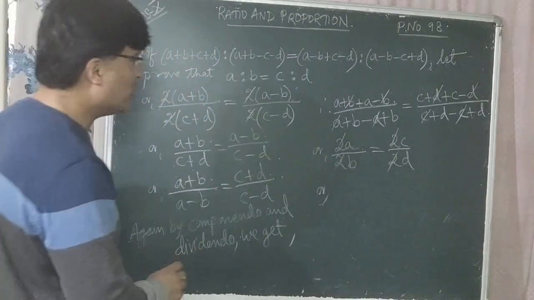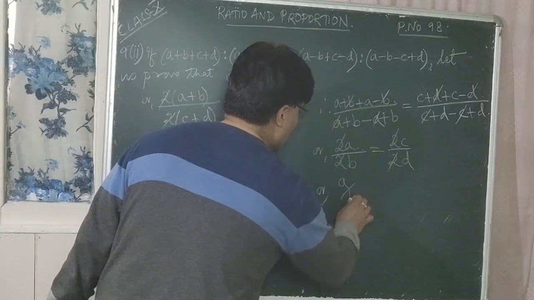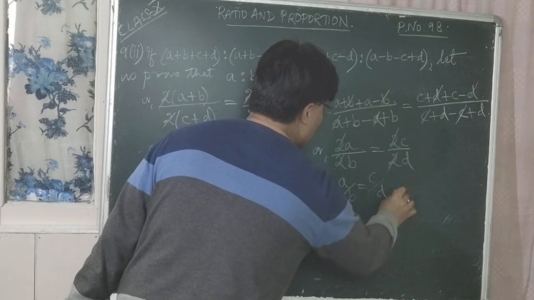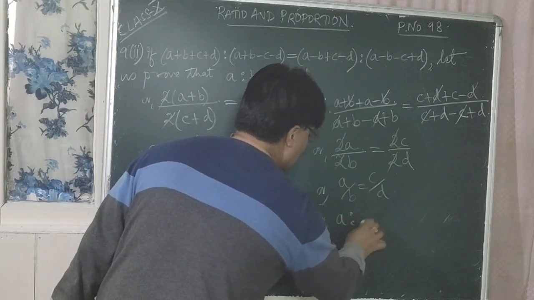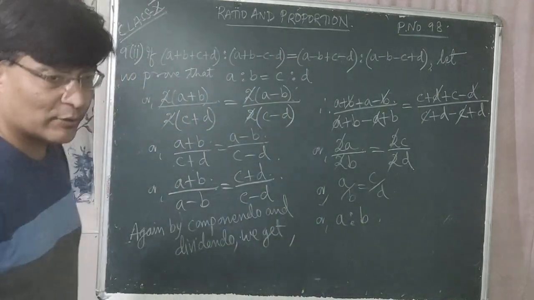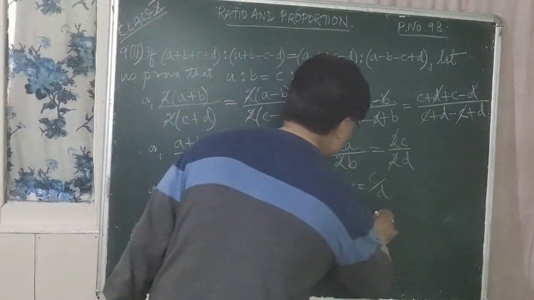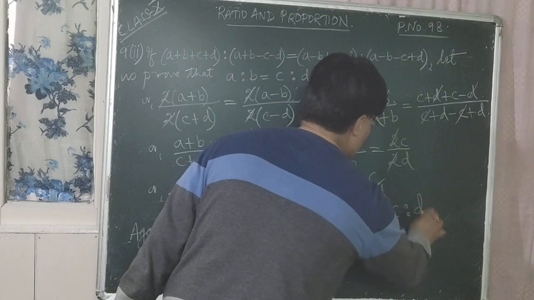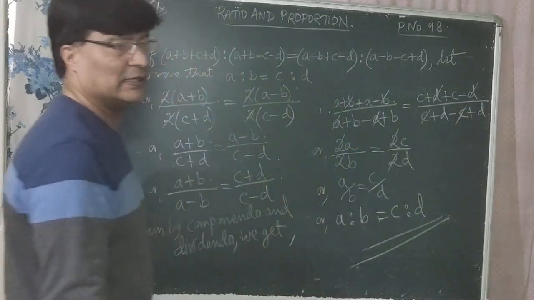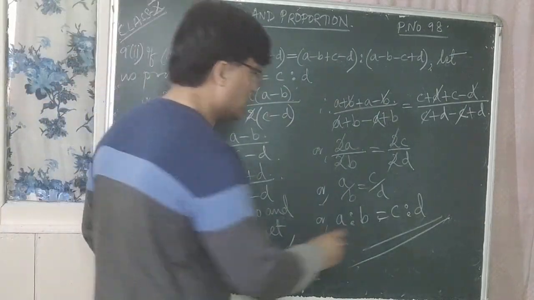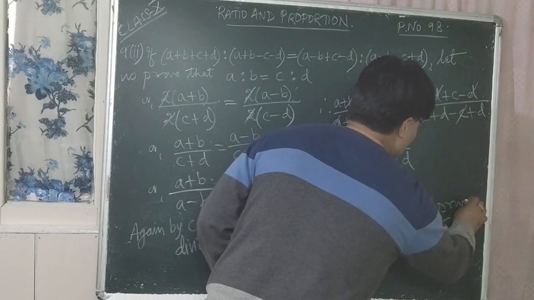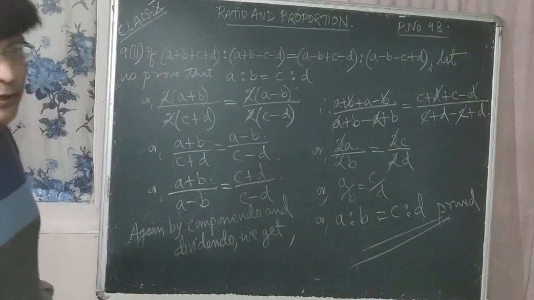So again what do we get? That is A upon B is equal to C upon D, right? Or in terms of ratio, what can you write? A is to B is equal to C is to D. So A is to B is equal to C is to D. We have proved it. Okay? So it is proved. So I think you have understood it.